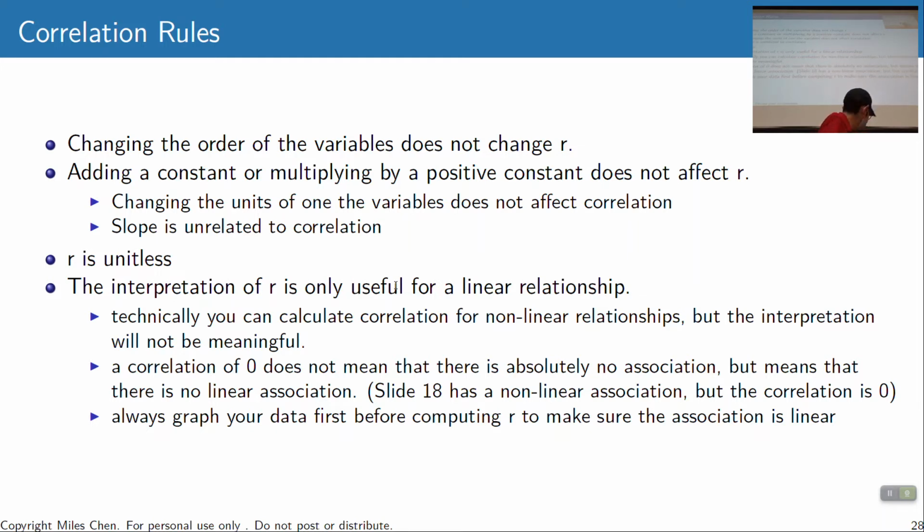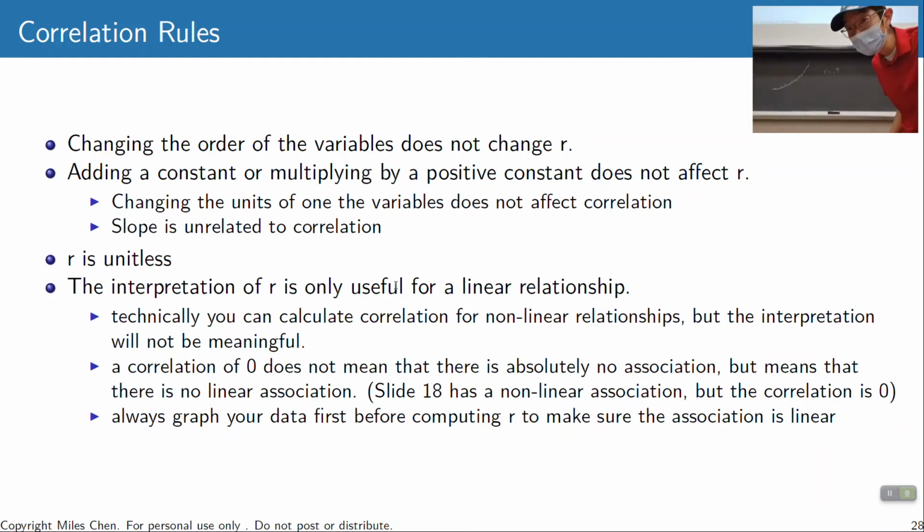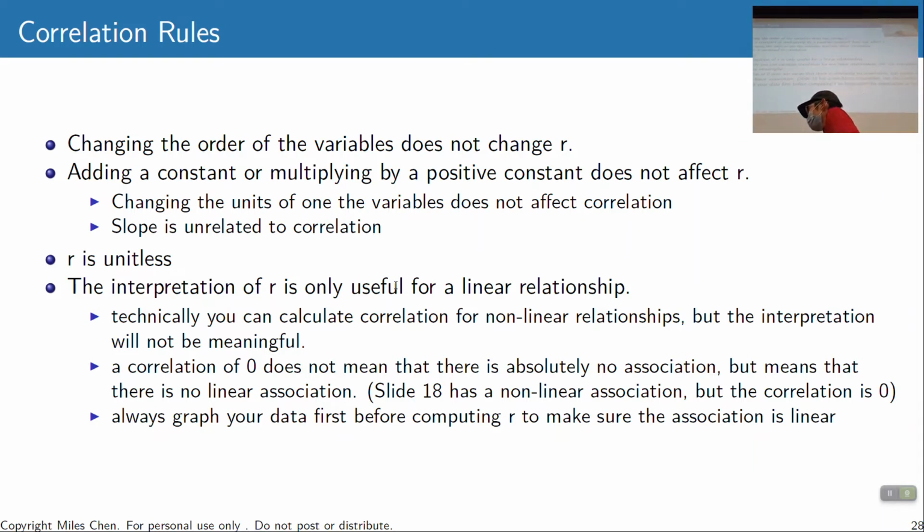You could have a nonlinear relationship, something like this, and if you calculate the correlation, you might get something like 0.9. Okay, you might get a correlation of 0.9, but it doesn't necessarily mean that the relationship is linear. So you can't just look at the correlation and assume that the relationship is linear either, okay?